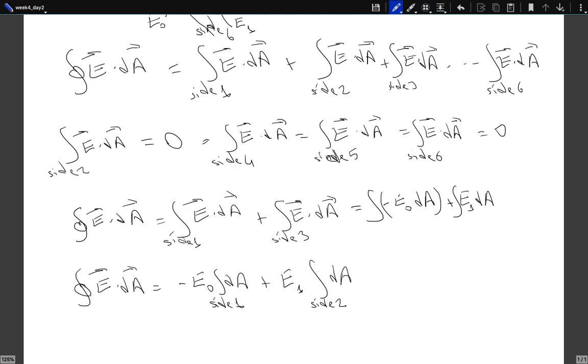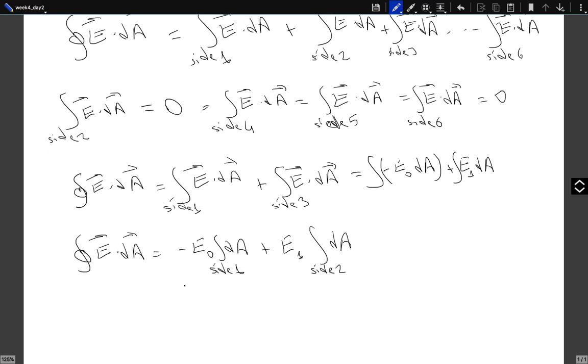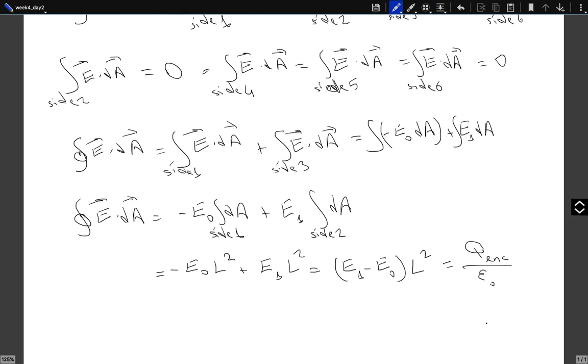Well, the sum of all the dA just gives me the total area, but it's a cube. The area of side 1 is just L squared. The area of side 3 is also L squared. So that integral is minus E0 L squared plus E1 L squared, or E1 minus E0 times L squared. That is just this integral. And by Gauss's law, this should be equal to the enclosed charge divided by epsilon 0.